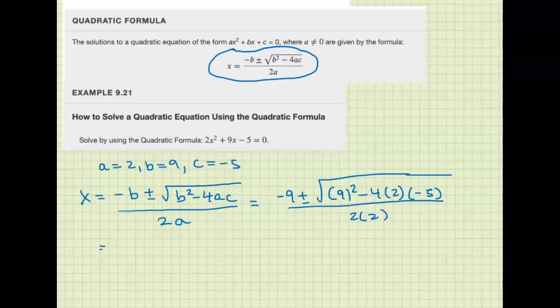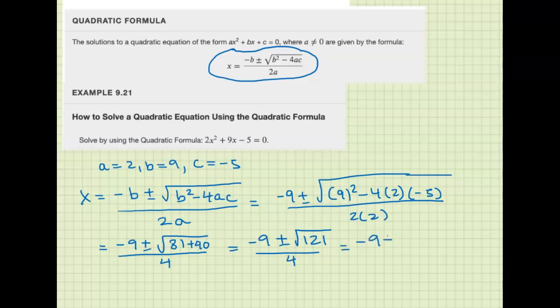Okay, so now we simplify. I simplify the radical. So negative 9 plus or minus the square root of 81, negative times negative gives positive, so 81 plus 40, divided by 4. Negative 9 plus or minus square root of 121 over 4. Now see if you can do the square root. We can here, it's a perfect square. We get negative 9 plus or minus 11 over 4.